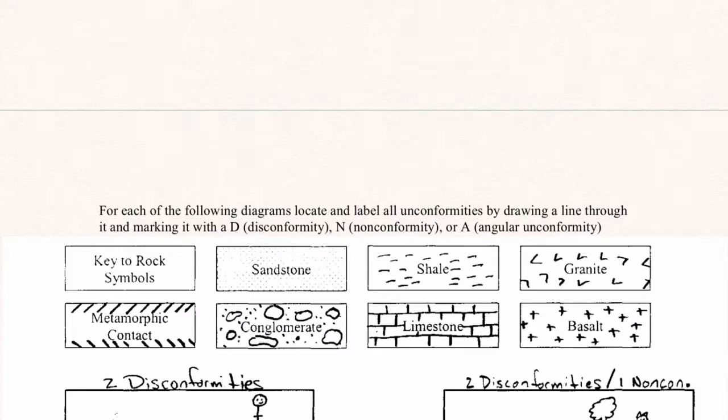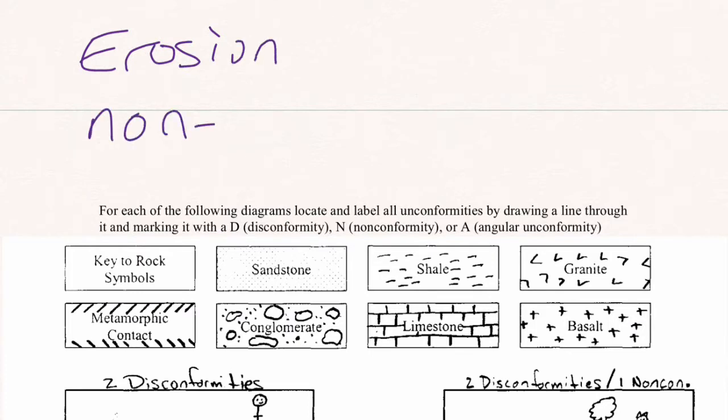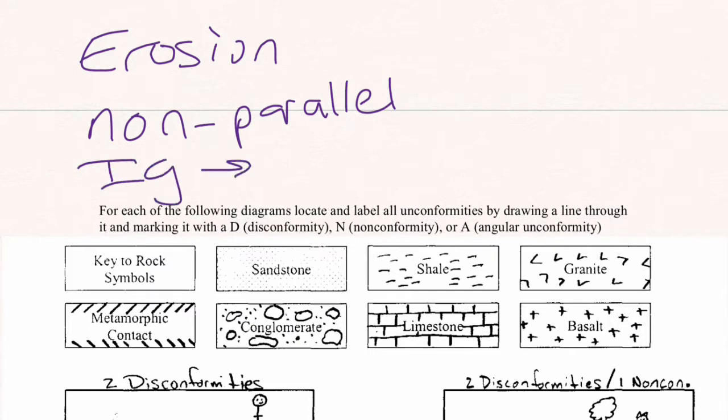Disconformities, you're going to look for erosion. That's how you're going to be able to tell a disconformity. And an angular unconformity, you're going to look for non-parallel. And for a nonconformity, you're going to look where you have igneous contact with sedimentary.